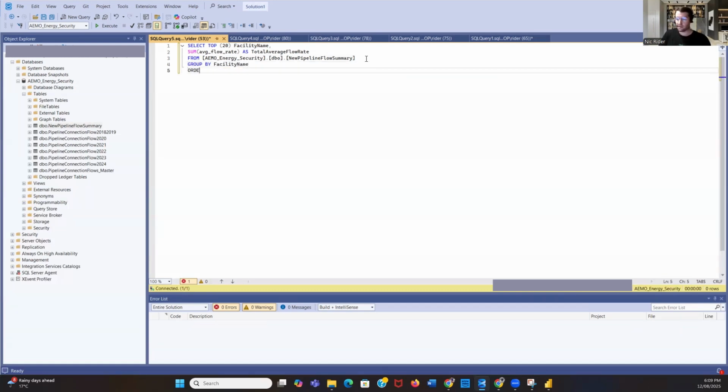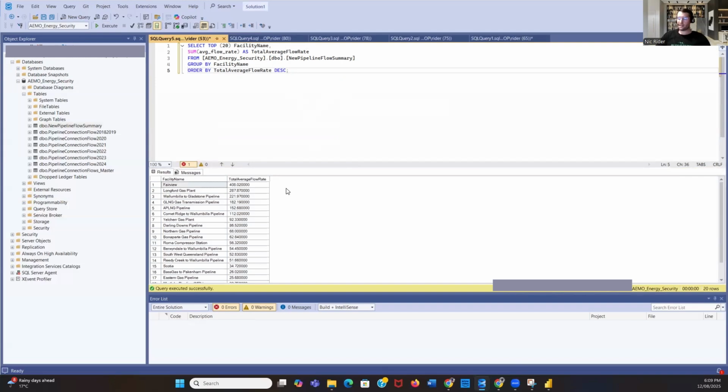And then we're going to go down to order by, and this is the total average flow rates. Okay. And then what we want to do here is we want to make this descending. This has got to be descending here. Okay. All right. So this looks pretty good to go now. Going to run.